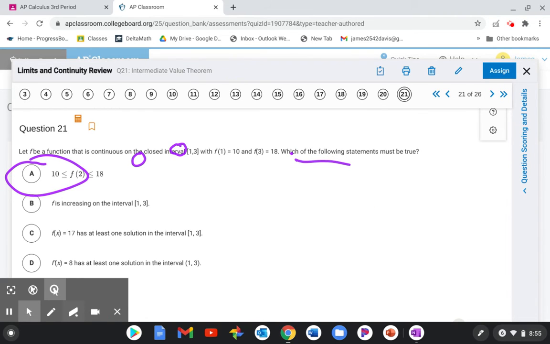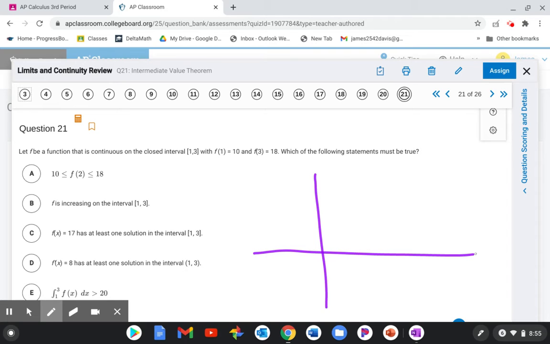Number 21. Let f be a function that's continuous on that closed interval. Which of the following must be true? So whenever you have a scenario like this, the first thing that I would do is draw this out. What's happening here? So we've got a closed interval 1 to 3. So I'm just going to draw 1, 2, 3. And it says f of 1 is 10. That means at 1, the y value should be 10. It doesn't have to be exact. So this is 10 here, right? And then at 3, f of 3, x equals 3, it's up to 18. So we get up there to 18. Sorry.